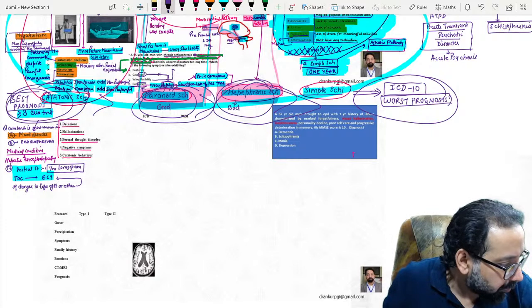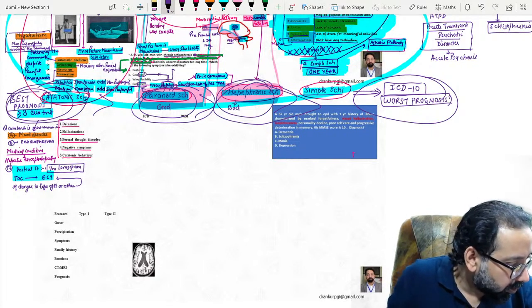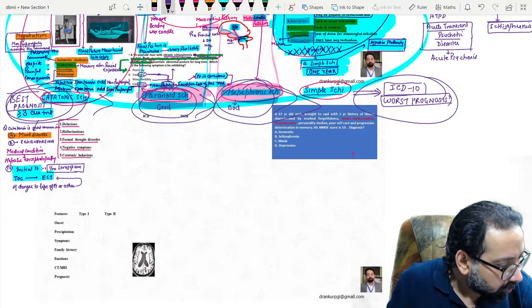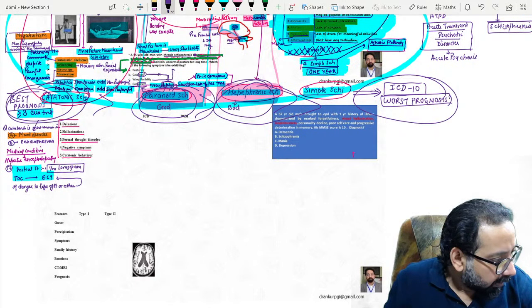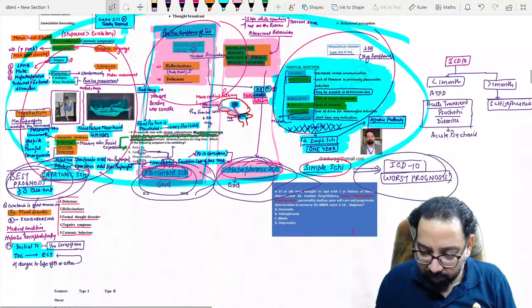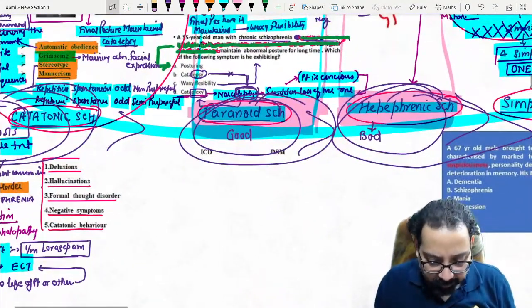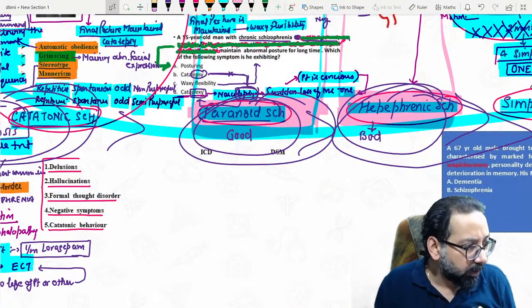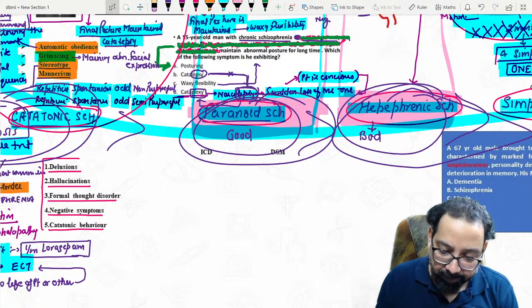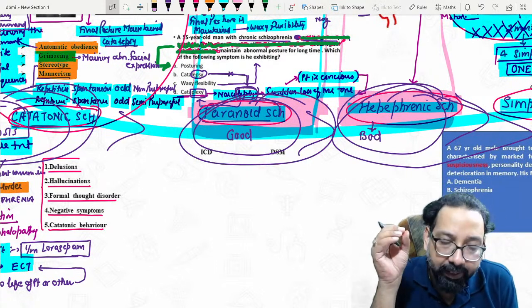I think now we can take a few questions. Okay, cataplexy we have discussed. I think most of the questions have been resolved. So till now you have covered a lot of clinical questions about schizophrenia. And one thing again, I repeat: the difference between persistent delusional disorder, I am going to discuss, don't worry. For the time being, I have discussed the ICD-10 criteria.